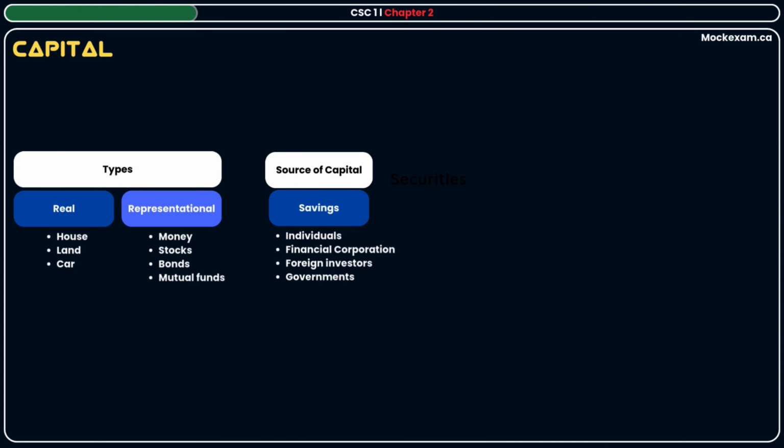Just like humans, capital also has its own characteristics. Capitals are sensitive, mobile, and scarce.